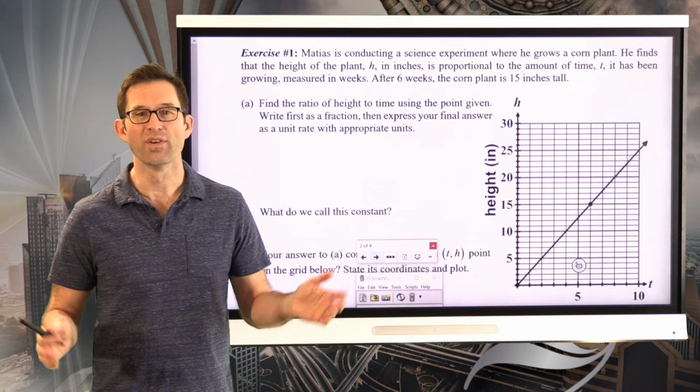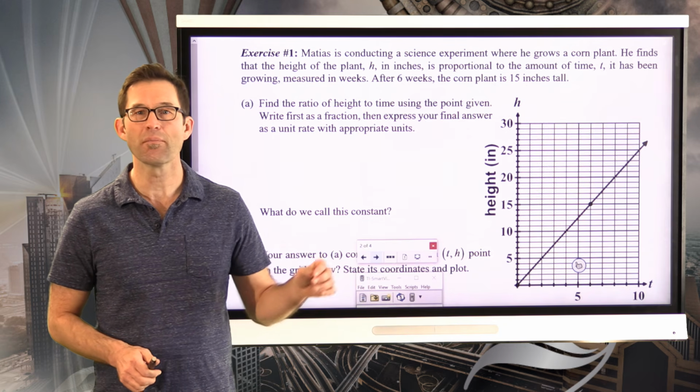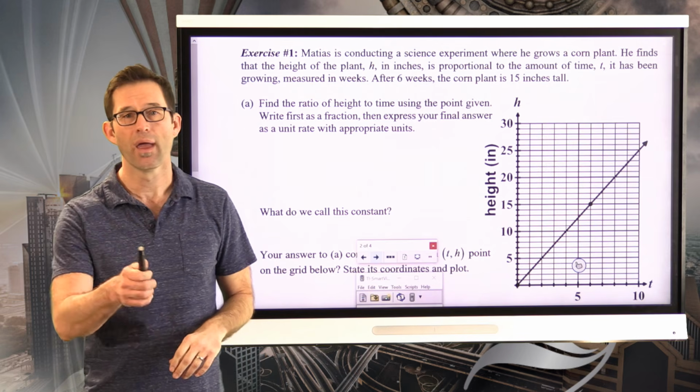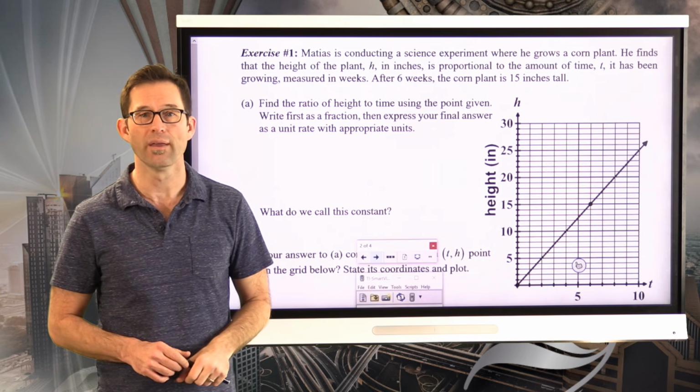All right. We've done this again and again. So take that piece of information that says that after 6 weeks the plant is 15 inches tall and produce that unit rate in letter A.